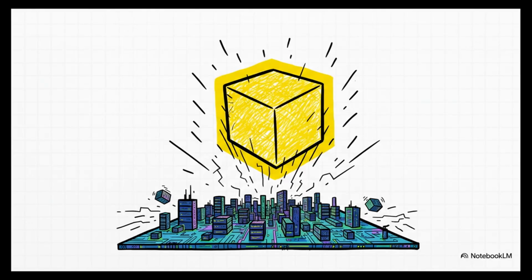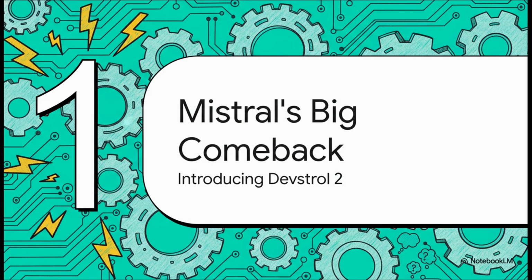But then, just when people were starting to count them out, they dropped something completely new, something powerful, something that has totally shaken up the conversation around coding AI. So let's get into it. So this big comeback is all built around a brand new open source coding model called Devstral 2. And well, it kind of showed up with a bit of a surprise twist.